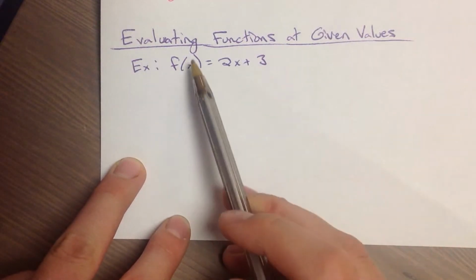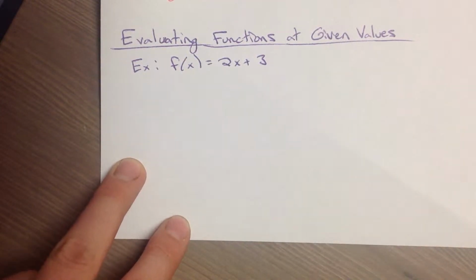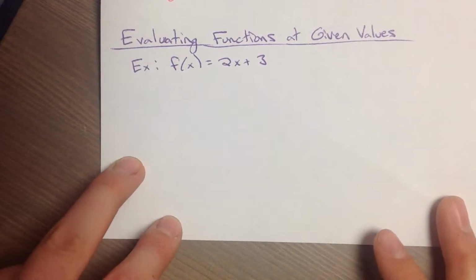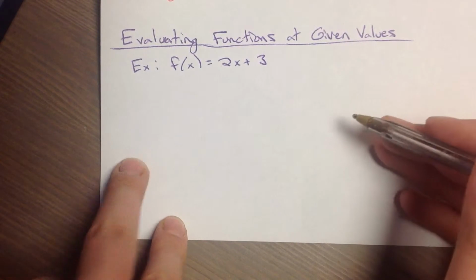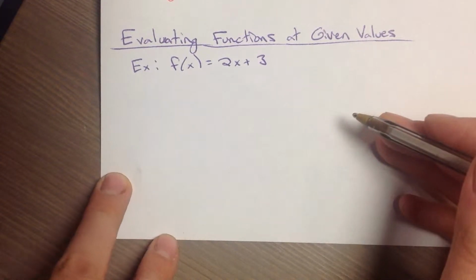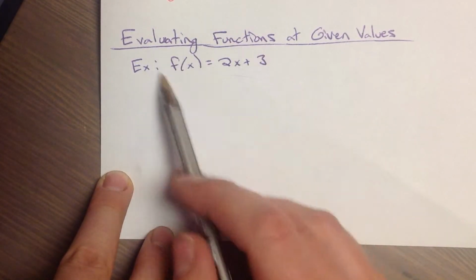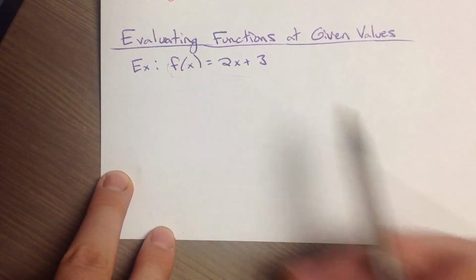So there are times we like to evaluate functions at given values. They're useful in creating XY tables, it's useful when we want to know domain and range, it's useful in so many applications. And so a thing to remember is that in this type of notation, f of x is another way of saying y equals.